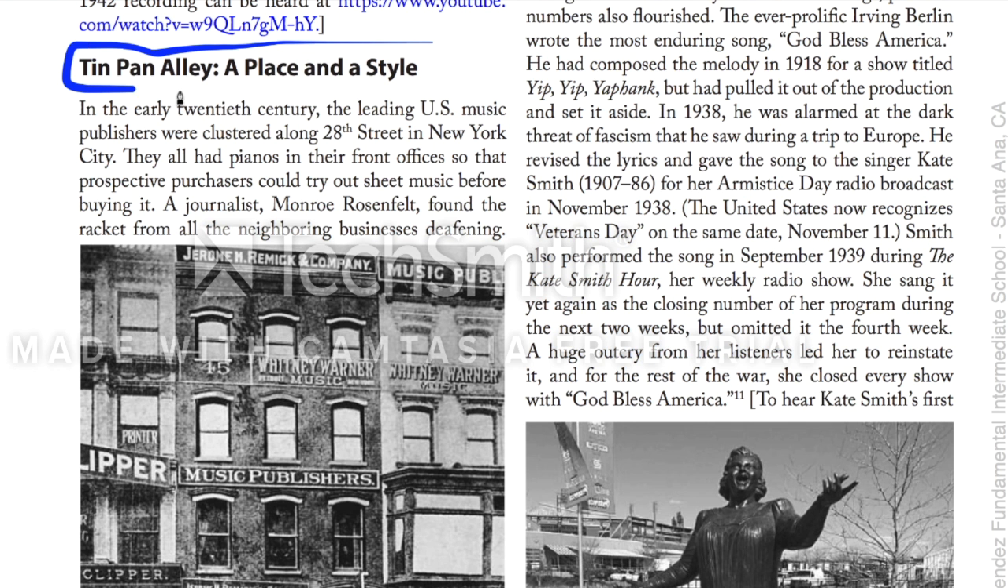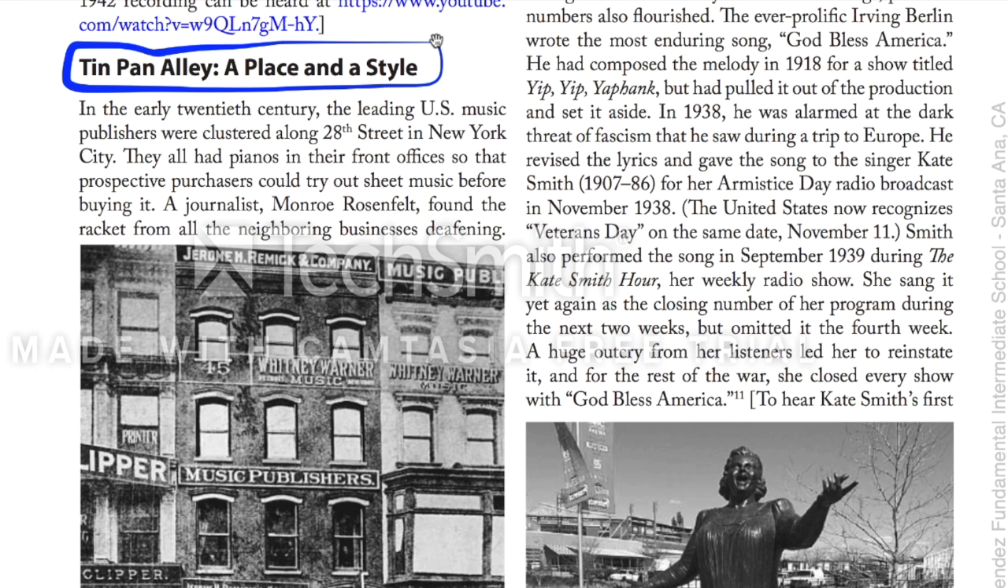Tin Pan Alley, a place and a style. In the early 20th century, the leading U.S. music publishers were clustered along 28th Street in New York City. They all had pianos in their front offices so that prospective purchasers could try out sheet music before buying it. By the way, this is what sheet music is.